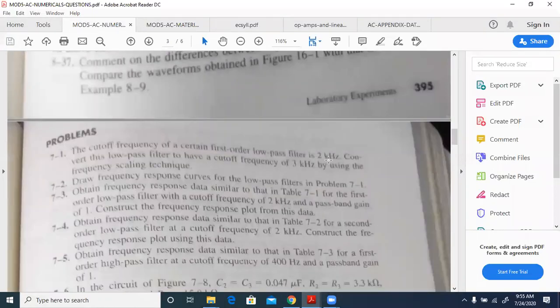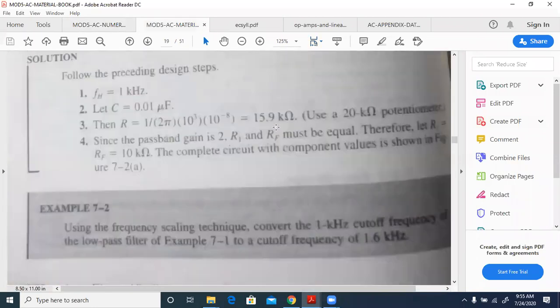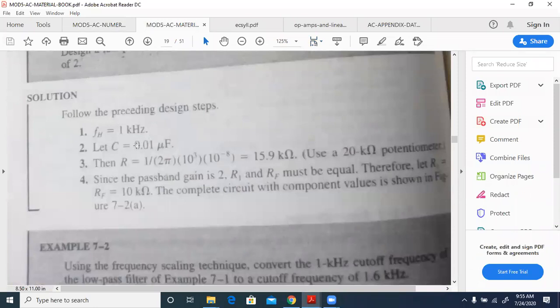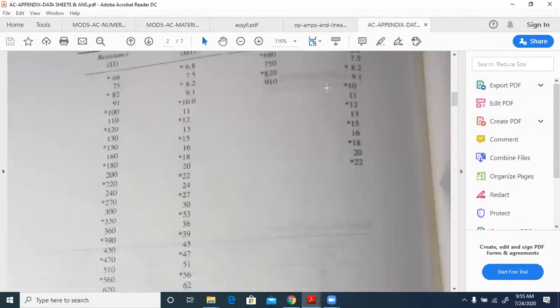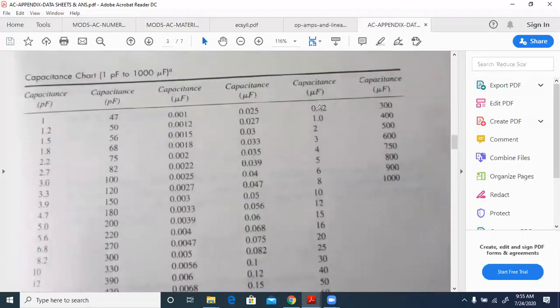So going back to our problem over here, right? We design it for 2 kilohertz and use the frequency scaling technique to find for 3 kilohertz. For this, what you need to do again, follow the same procedure, right? FH is equal to 2 kilohertz. C, you can again choose the same value if you want, or you can use the value of 0.047 microfarad or a little lesser than this, whatever you want, right? The capacitance values should again be from the standard values. So standard values are here, you can see that, capacitance standard values.